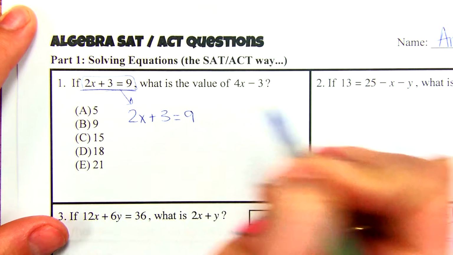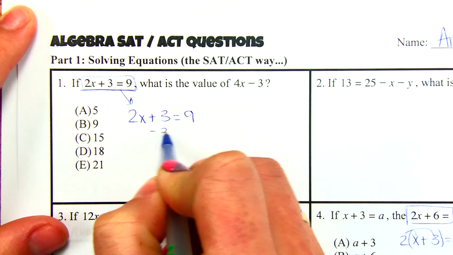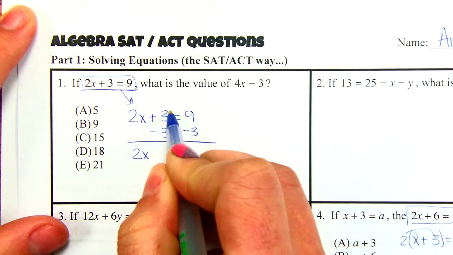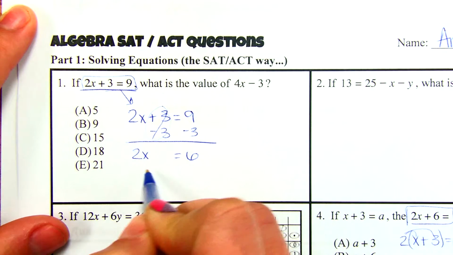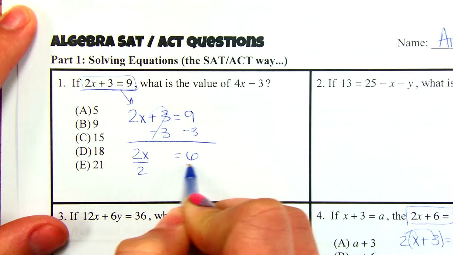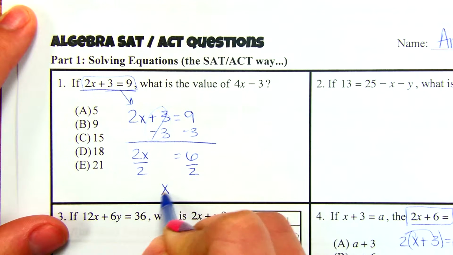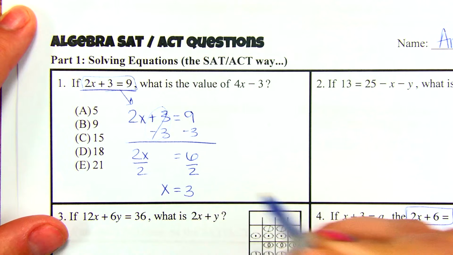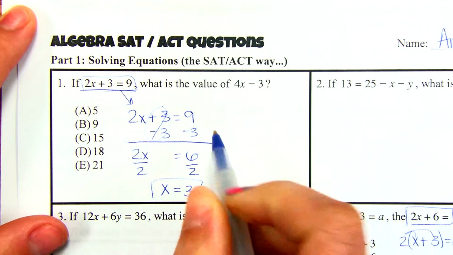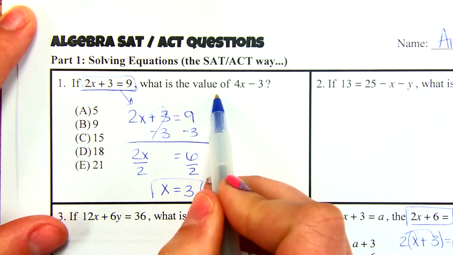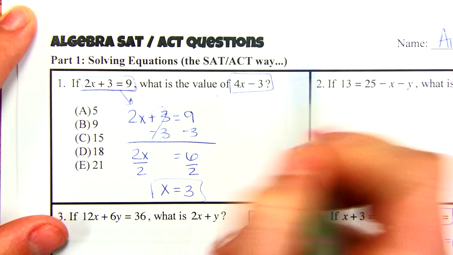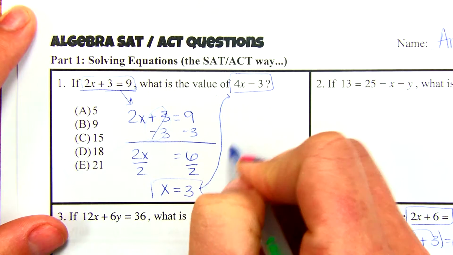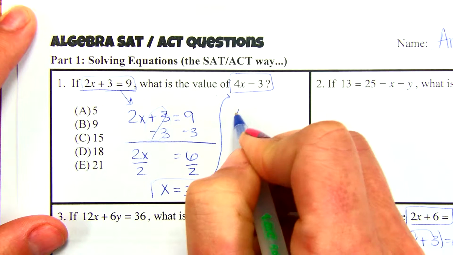So 2x plus 3 equals 9. I'm going to go ahead and subtract 3 on both sides. So I'm left with 2x equals 6. I'm going to go ahead and divide by 2 in order to isolate x. And x equals 3. So now that I know x equals 3, it asks what is the value of 4x minus 3. So I'm actually just going to substitute 3 in for x.